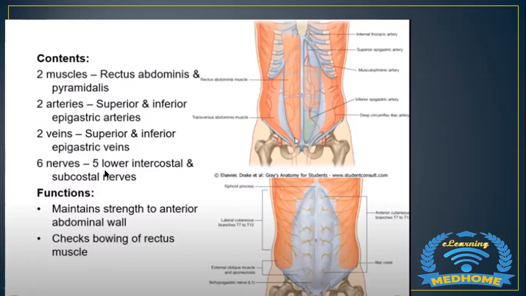And we have 6 nerves: 5 lower intercostal nerves and 1 subcostal nerve.